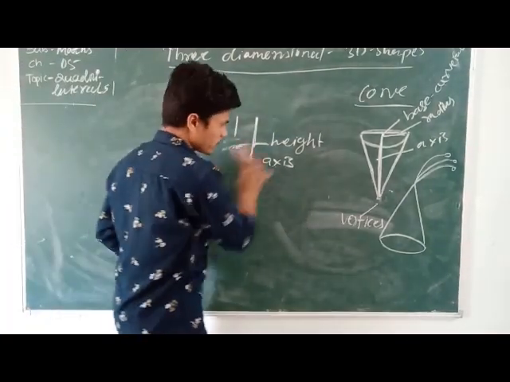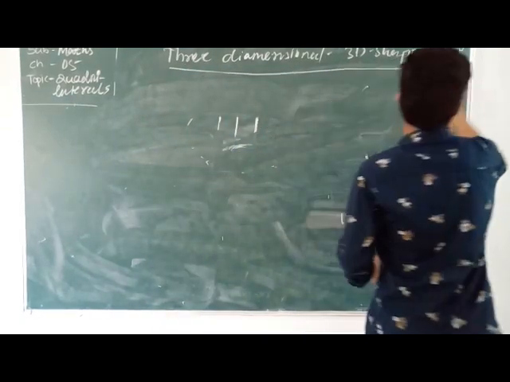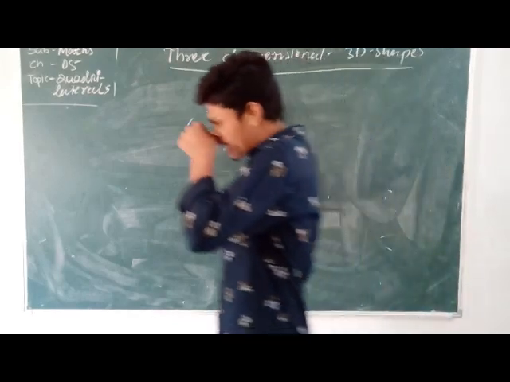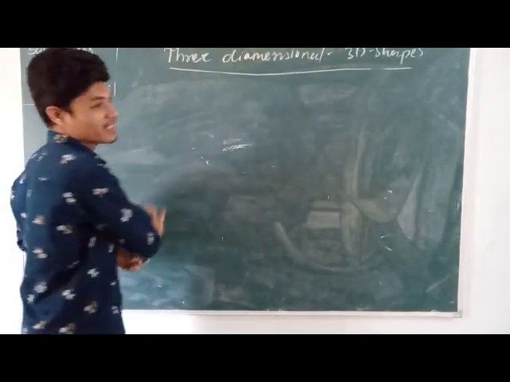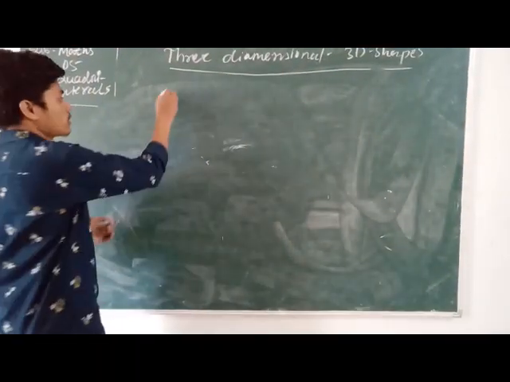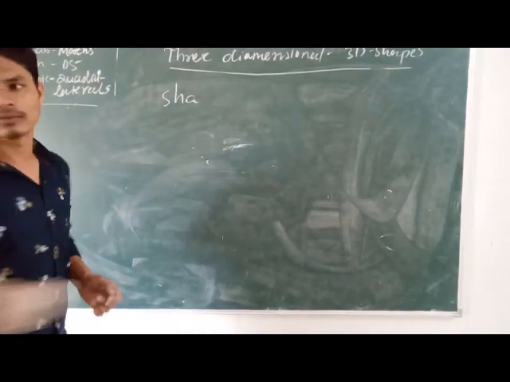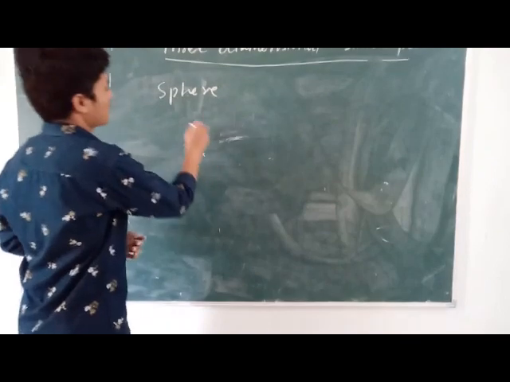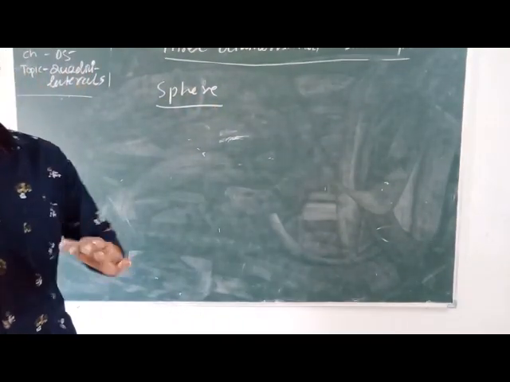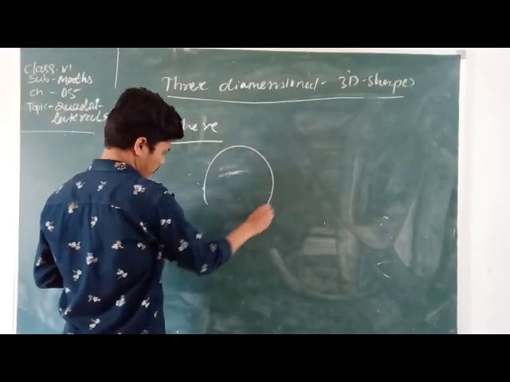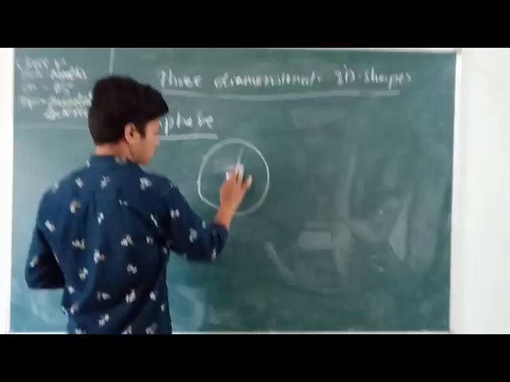You play with balls in your home. What is that called? Sphere. Sphere has no face, no vertex, no edges. Only one curved surface is there. You see balls in your home. See how it moves. This is called a sphere.